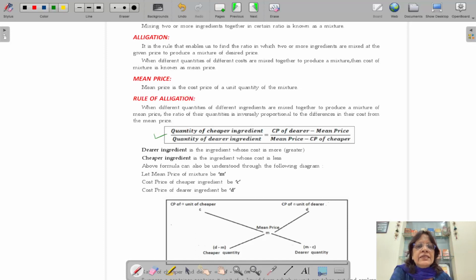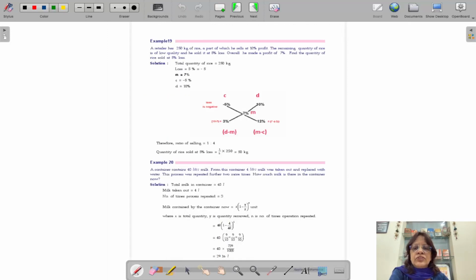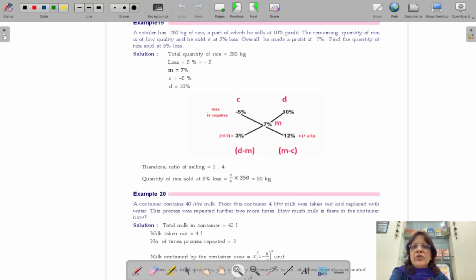So this is your formula. Already we have done cost price of dearer, (D - M) upon (M - C). That will give us the ratio of the two ingredients that we are mixing. Moving on, just see the first solved example. We do the first solved example and then we move on to the exercise.